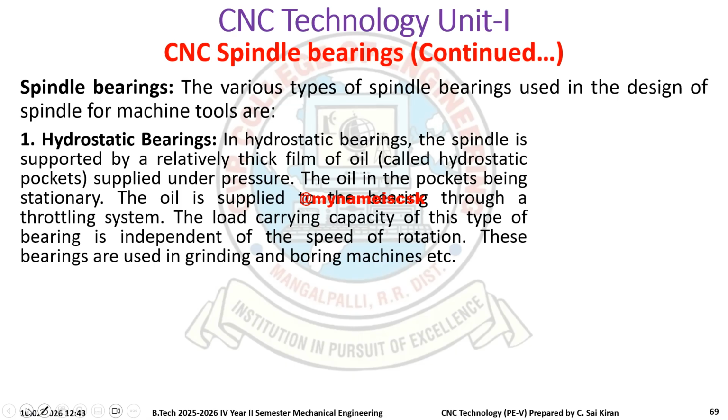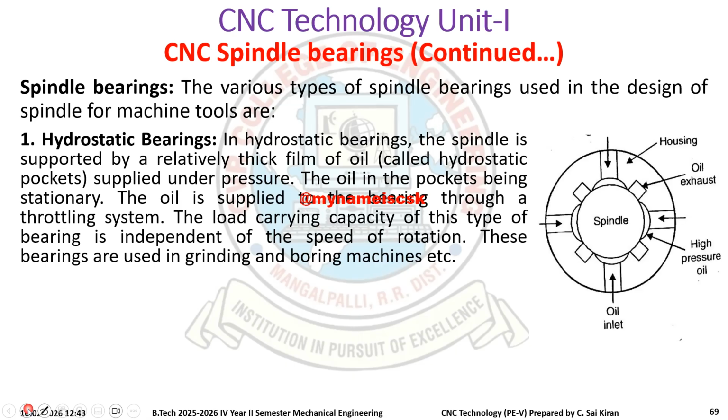Next, spindle bearings. The types are, first, the hydrostatic bearing. If you see the hydrostatic bearing diagram, this is our spindle, and we are inserting high pressure oil inside, and we have an oil exhaust. So this is the oil inlet, and the oil exhaust is from this point. We are inserting the oil from all four inlets and four outlets. Okay. So this is the hydrostatic bearing.